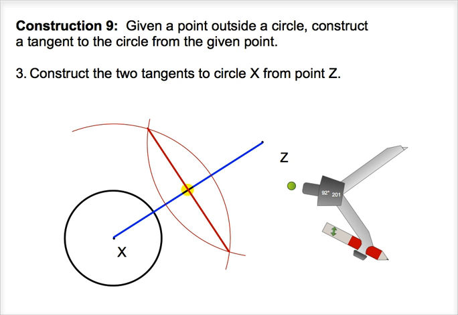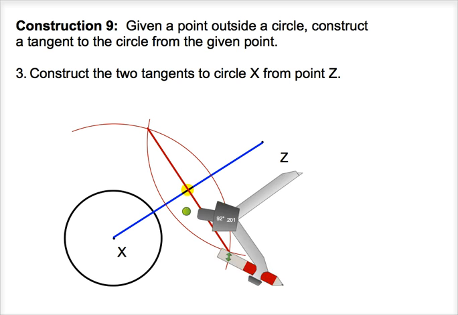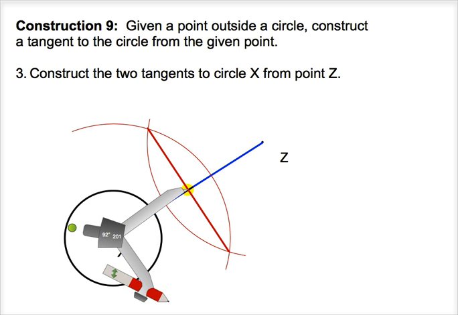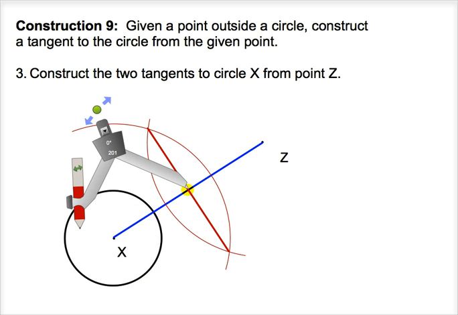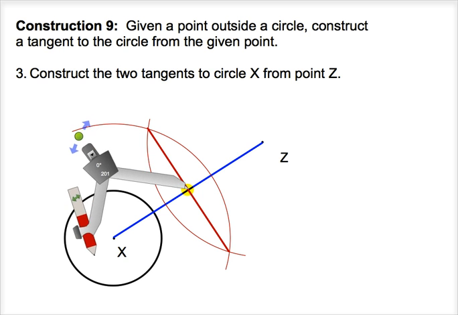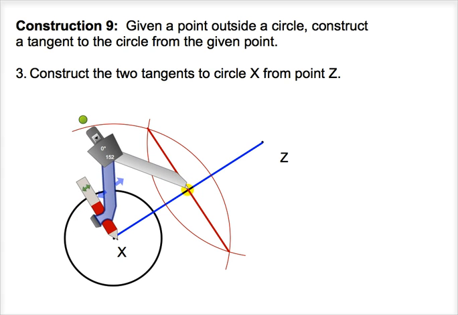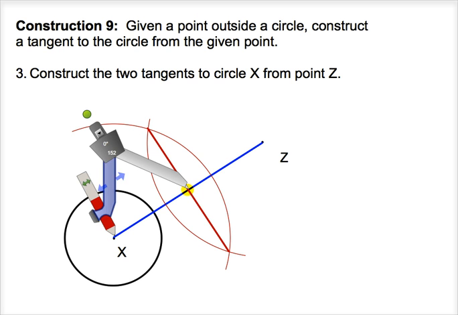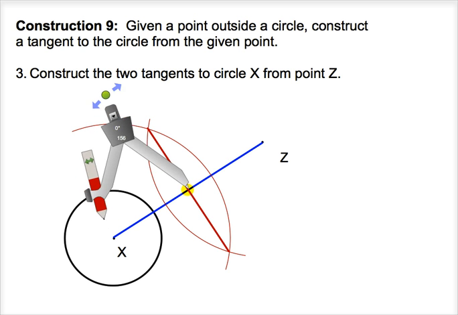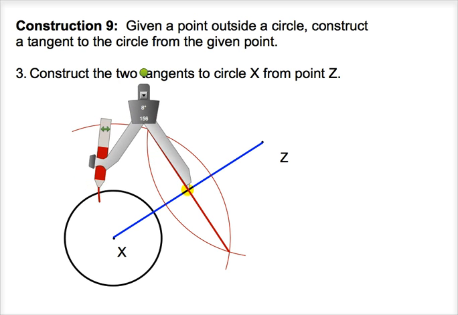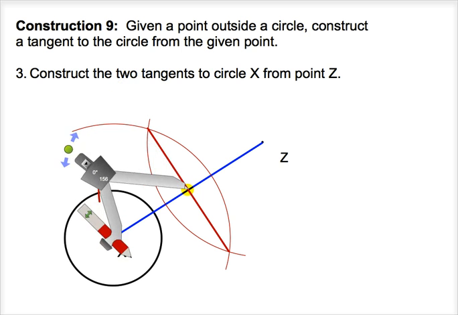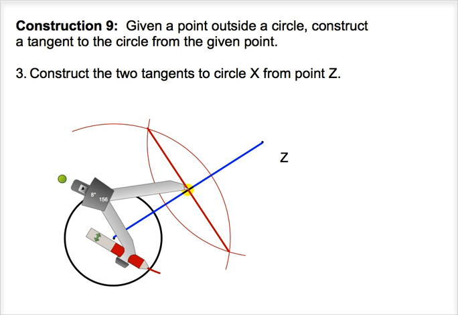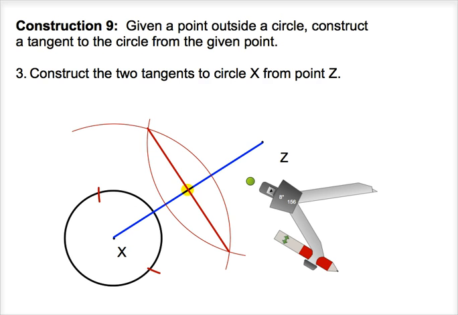What I want to do now is open up my compass to find half the length of that segment XZ. So I'm going to measure how far it is from that midpoint to the center of the circle. And using that distance, I want to make 2 marks on the circle itself. So I'm going to make one mark sort of on the top of the circle up here and another mark down here at the bottom of the circle. These are the 2 important points that I care about.